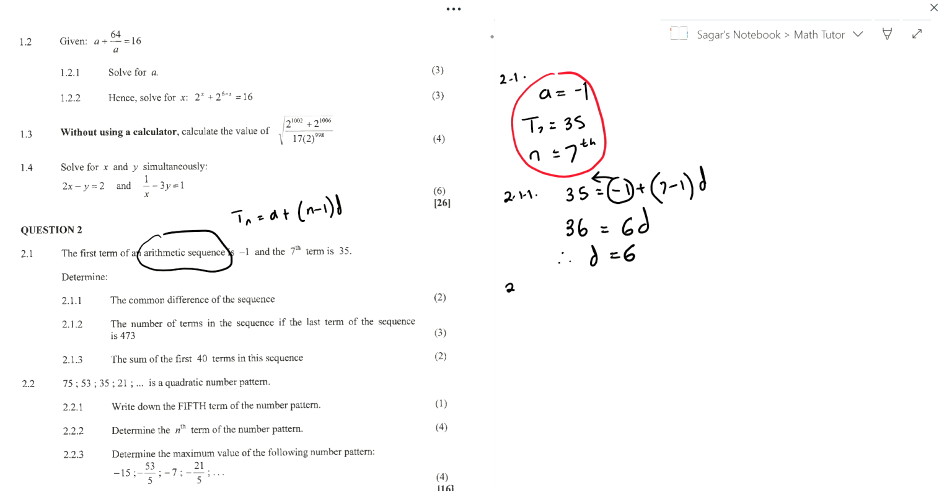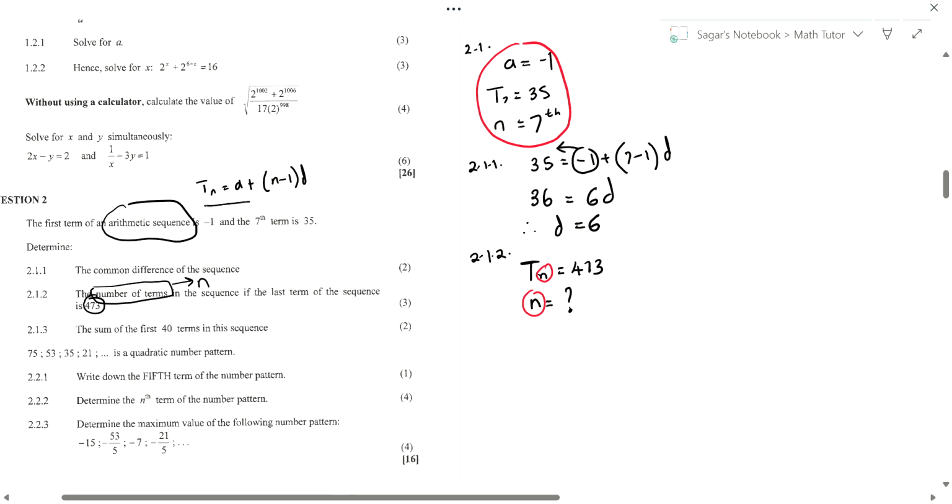Next is 2.1.2. The number of terms in the sequence. Notice the number of the terms, so we know they are speaking of n. If the last term of the sequence is 473, so Tn is equal to 473, and we don't know this value n. That is what we need to find out.